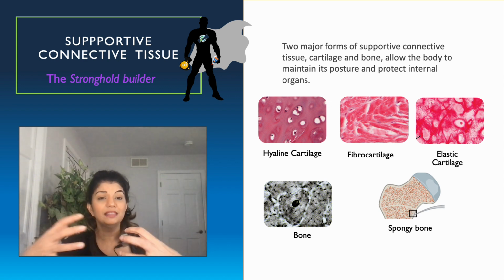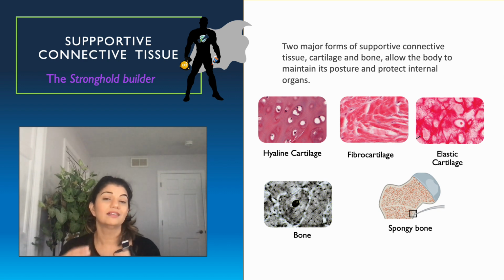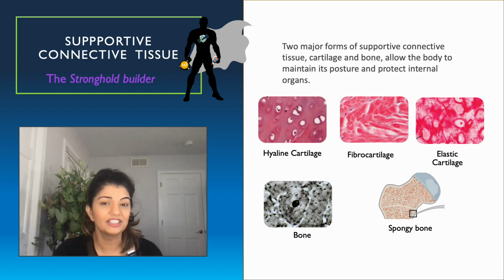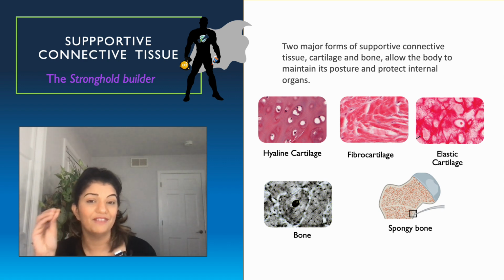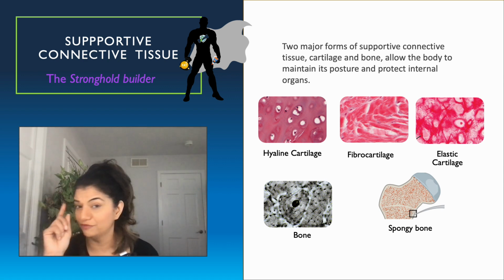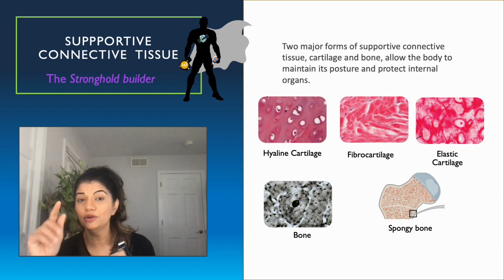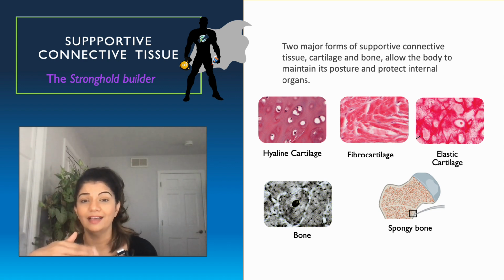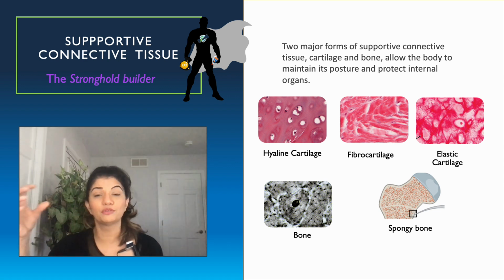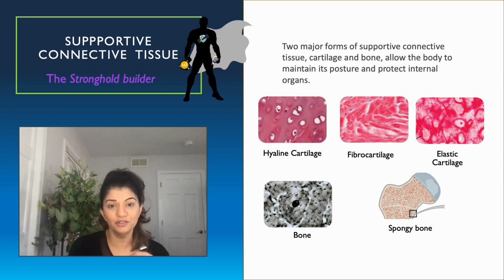And embedded within this cartilage matrix are something called chondrocytes, or cartilage cells. And cartilaginous tissue is avascular. So just remember that. That's very important to remember. There are no blood vessels that go through there. So all nutrients actually have to go through this matrix to reach the chondrocytes.